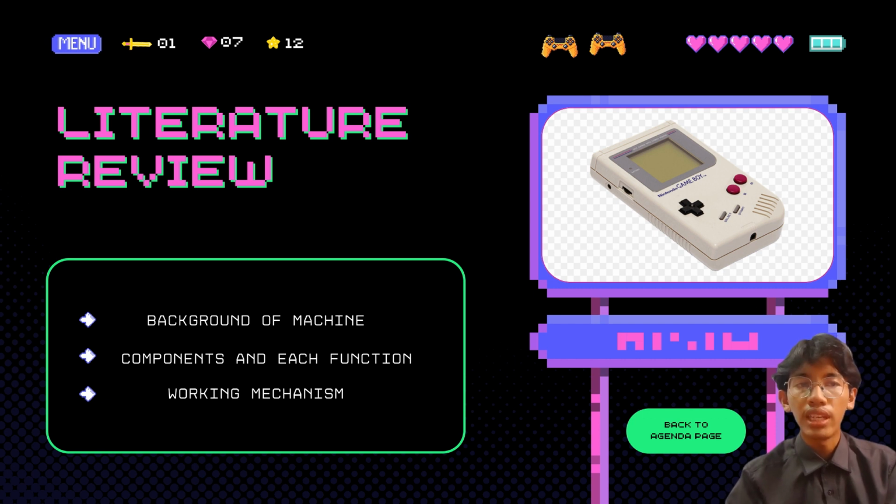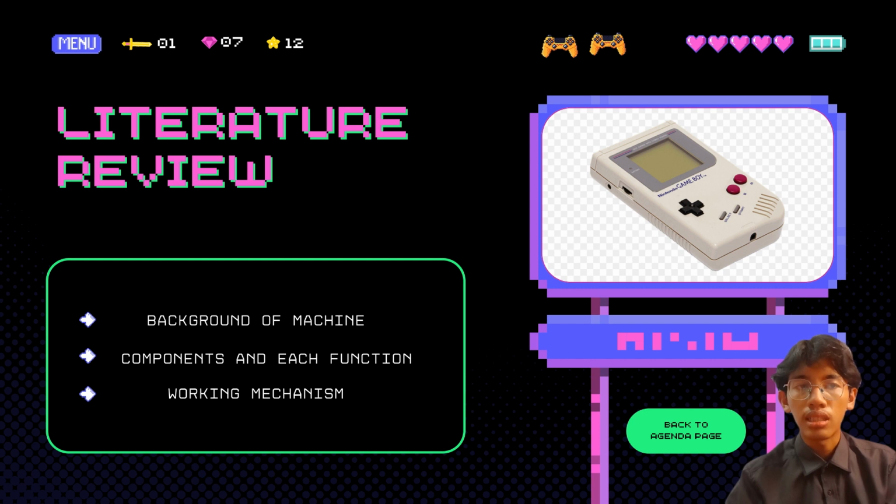Fourth is the video display. It presents the game's visuals by liquid crystal display. Fifth is the sound chip. It generates the game's audio effects and music. Sixth is the input button. It allows you to interact with the game.